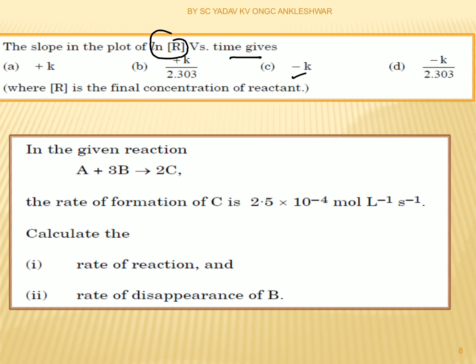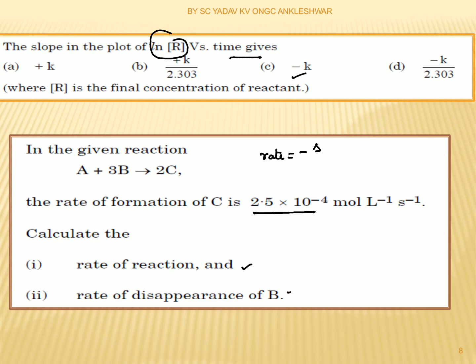Okay. Now the question is, in the given reaction A plus 3B converts to 2C, the rate of formation of C is given as 2.5 into 10 to the power minus 4 mole per liter per second. Calculate the rate of reaction. First of all, you have to find the rate of reaction and the rate of disappearance of B. So you know that as per the rate law expression, how will you write the rate of reaction?